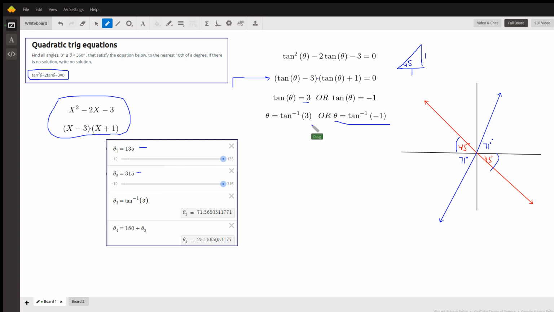For the angles that have a tangent of 3, you've got to use a calculator. So the inverse tangent of 3 in degrees is about 71.6. And that's in the first quadrant. But the tangent is also positive in the third quadrant. So we have to add 71 to 180 to get this angle right here. Okay, so there are the 4 angles between 0 and 360 that satisfy this equation.